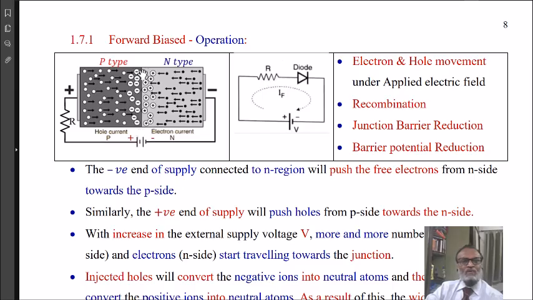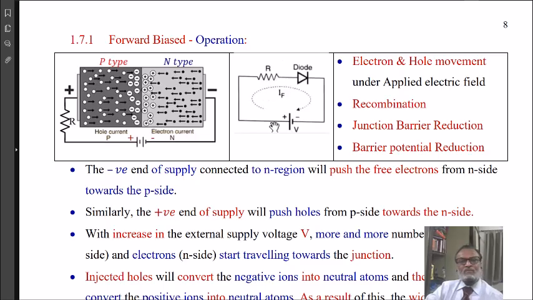Since these are not movable, they are not moving under the applied external potential, and therefore this area has charges, positive on the n side and negative on the p side, but they do not contribute to electron flow or current flow. Therefore this area is depleted of charge particles, and is also called the depletion region, which exists around the junction.